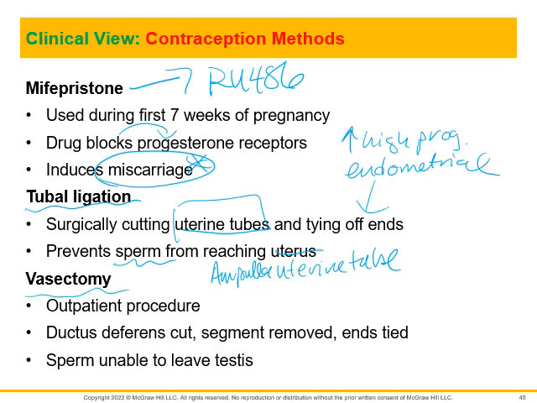Same thing with vasectomy, except you're cutting the ductus deferens, you're removing a section. The sperm are unable to leave the testes. That doesn't mean that there won't be any ejaculate. Remember the seminal vesicles, the prostate fluid, the bulbourethral gland. So there'll still be ejaculate, just in the semen there won't be any sperm.